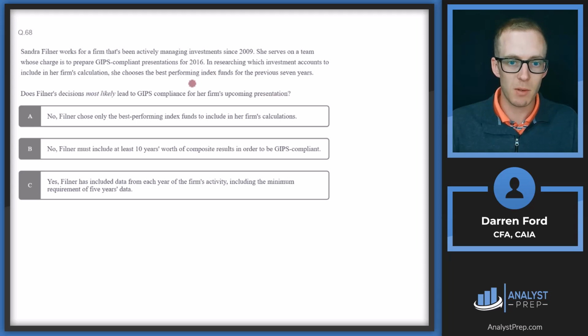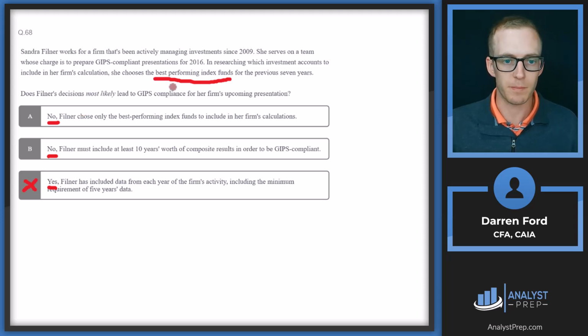So to be GIPS compliant, we can't only choose the best performing funds. We need to include all investment funds that we're essentially managing. So I'm going to say we are not compliant here, and we've got no, and yes. So we can rule out C. Now we just need to choose no for the right reason. So we've got no, Filner chose only the best performing index funds to include in her firm's calculations. That sounds like it should be our answer.